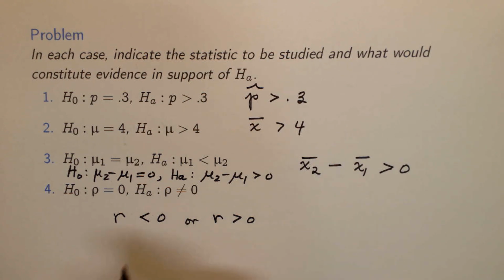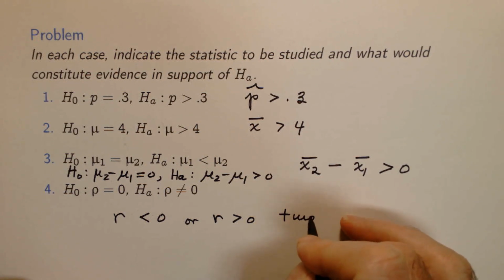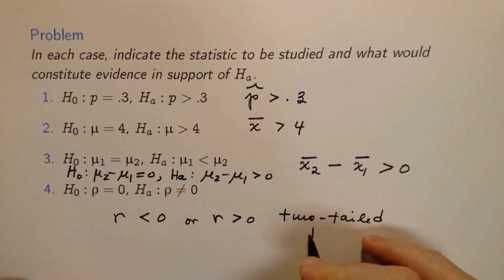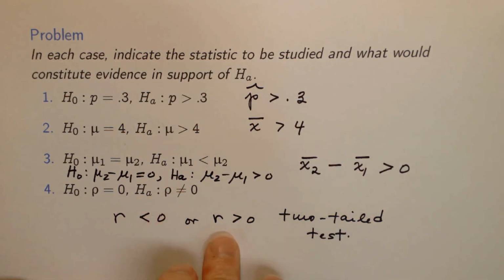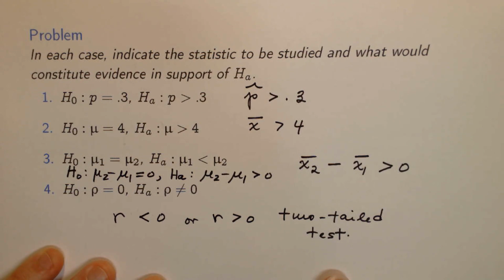So the language of art for this is called a two-tailed test, because we'd be looking for evidence in either direction, either to the left of 0 or to the right of 0. And these are all called one-tailed tests. Okay, so that completes this problem. And let's go back to the class notes.